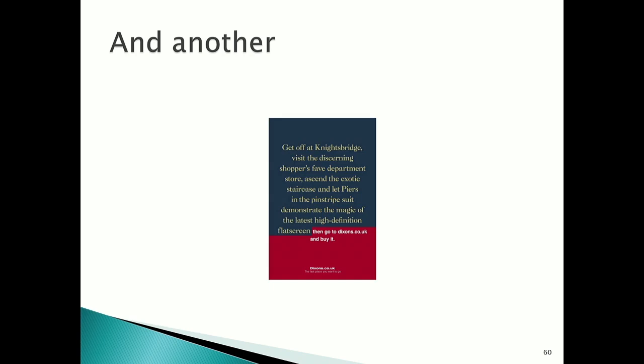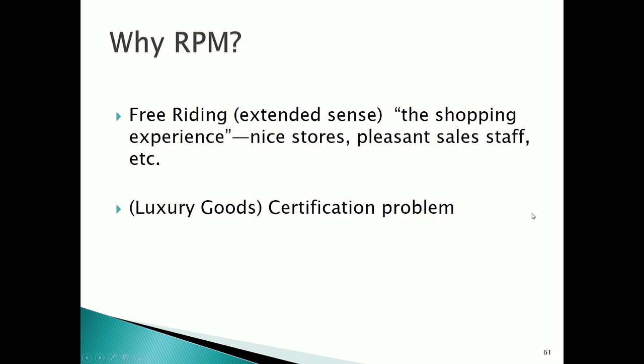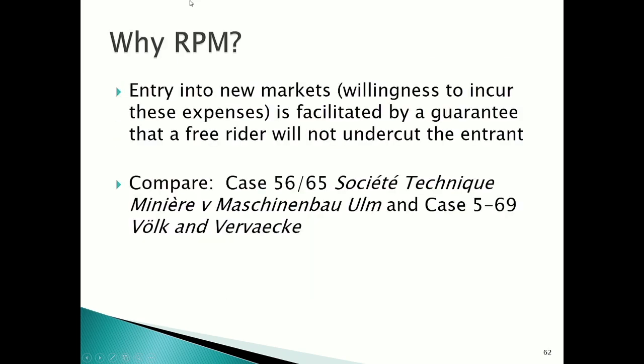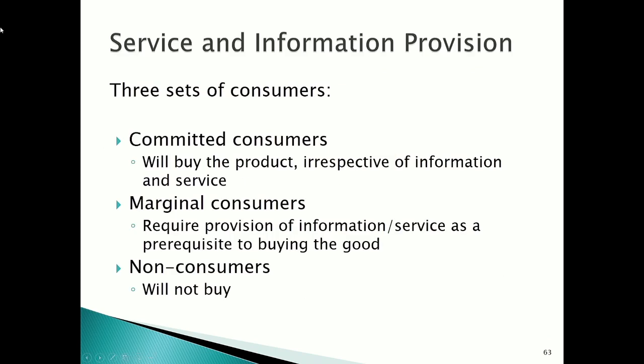Now, if you had a minimum RPM, Dixon's couldn't do that, right? So it's basically free riding on the shopping experience, nice stores, pleasant sales staff, luxury goods, the certification problem. You know, if you pay £1,000 for a handbag, somehow it's certified that that's a luxury good. RPM can help entry into a new market, but entry into a new market can be done otherwise.